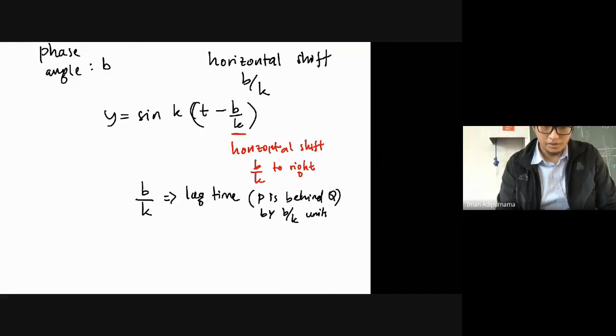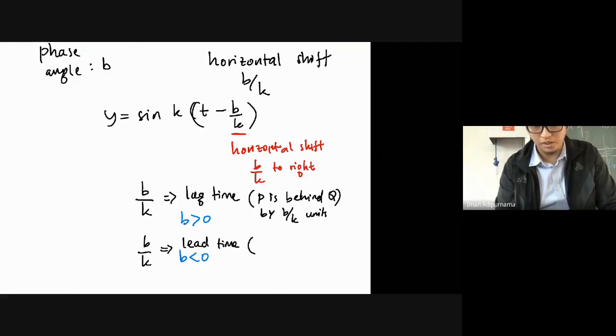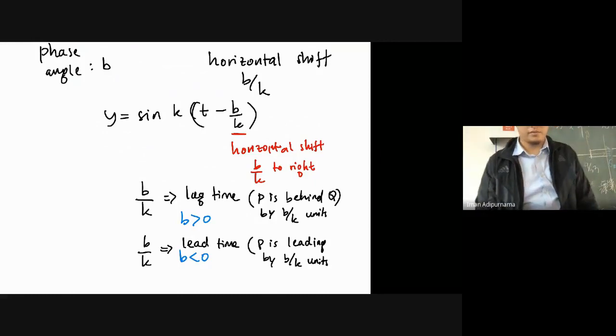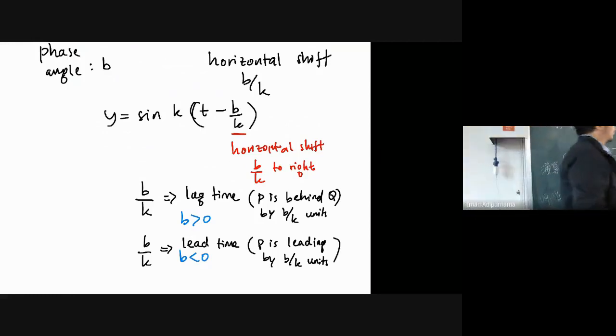But okay, this is if B is greater than 0. But you can also have the negative. If B is less than 0, this will be lead time, meaning now P is leading by B over K units. So that is phase difference.